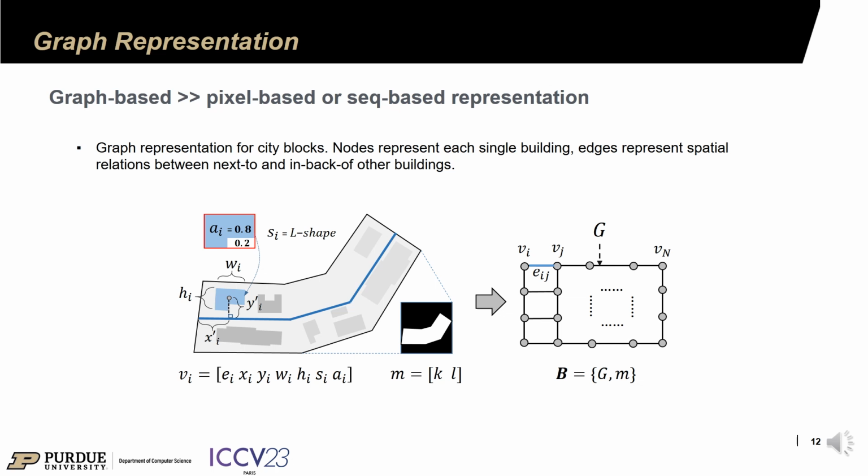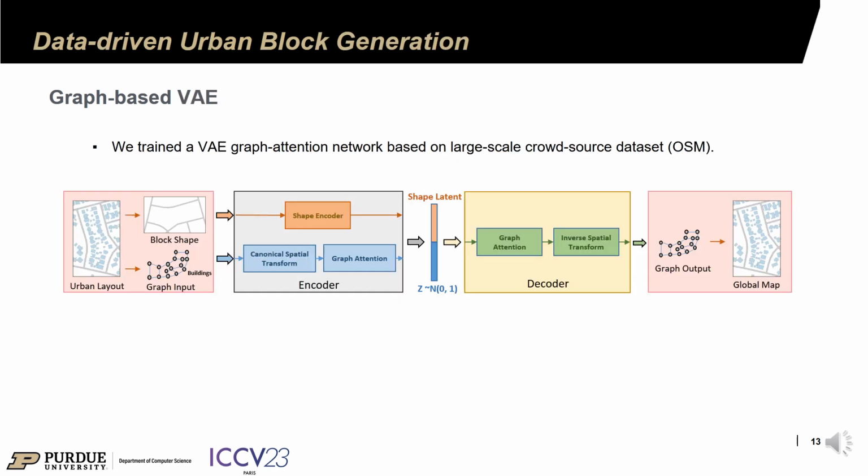Afterwards, we represent each city block as a 2D grid graph. Each building is represented by a node, and its geometry and spatial information is encoded as node attributes. Edges between nodes represent relative spatial relations between buildings. This representative graph is the basic format for our training. We train our graph attention networks in a VAE manner, and our dataset is from OpenStreetMap. The total training time is 9 hours on a single RTX A5000 GPU.